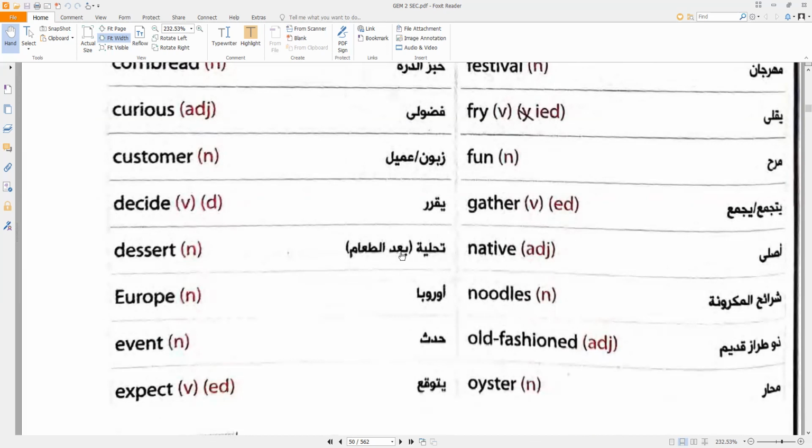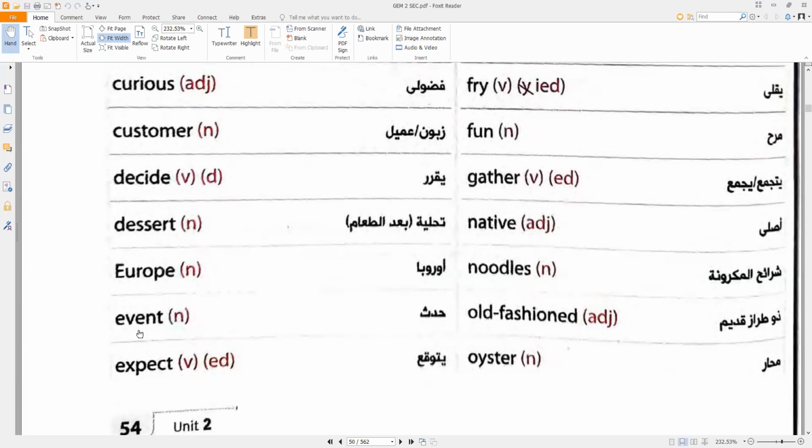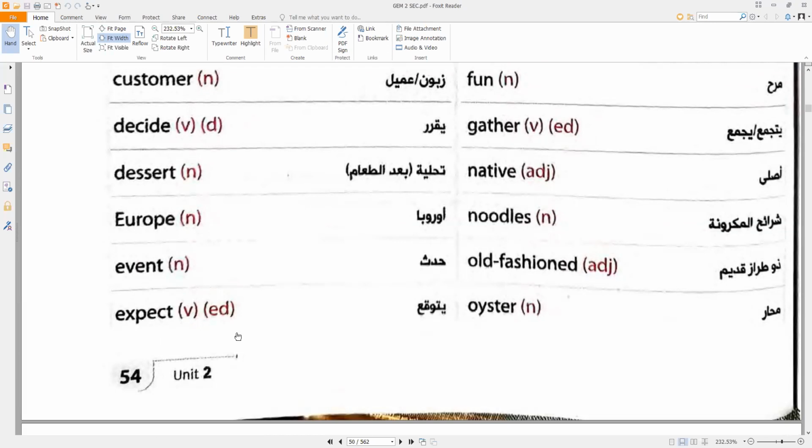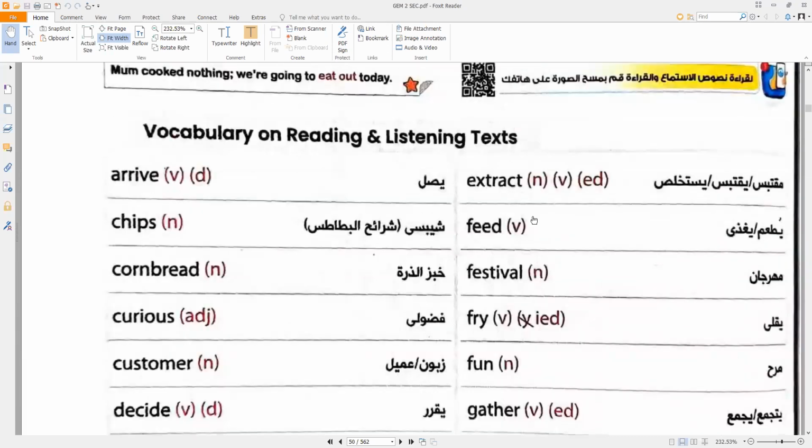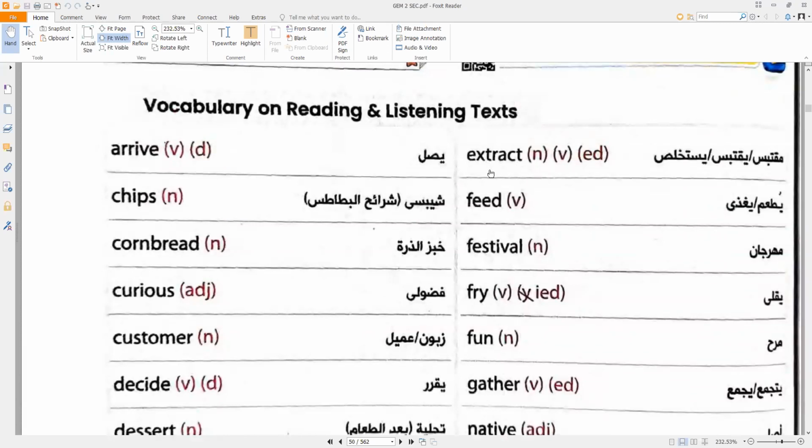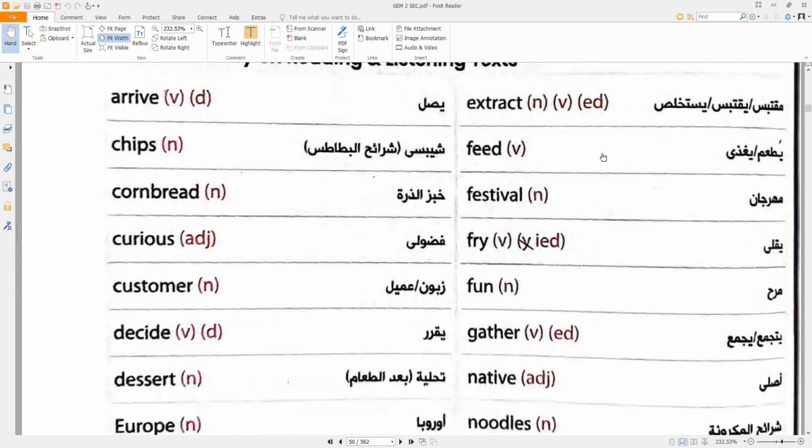We have dessert, yes. There is a word with one S that is confusing in pronunciation. This is dessert, while the other is desert. Europe, European countries, event, expect, expect something. Extract, I want to extract a word or a synonym for this word. Feed, feed someone, or feed on something. Festival, Cairo Festival. It's a mall, yeah, but we can use Cairo Festival for drama, whatever.